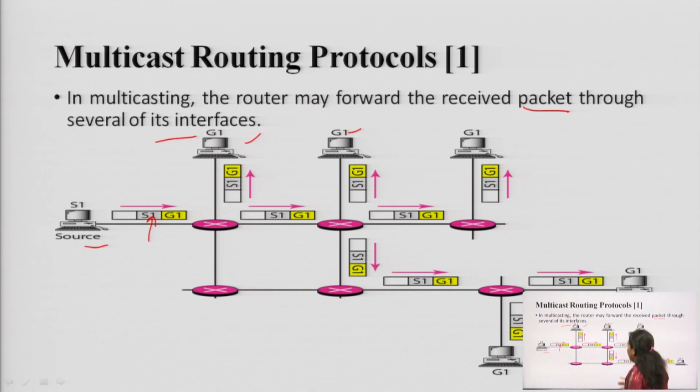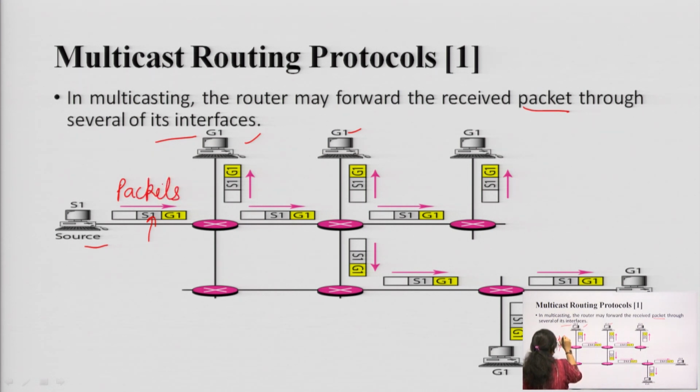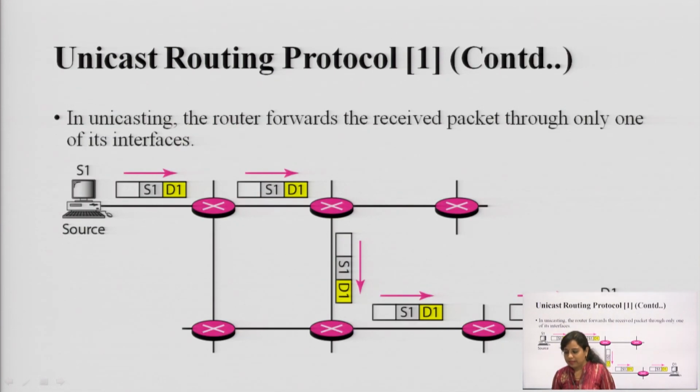This particular packet will be transferred to different intermediate nodes. These are the packets which are considered over here. This is G1, this is G1, these are the different intermediate nodes, and the packet will follow paths to the different interfaces. Whereas, in case of the unicast routing protocol, the router forwards the received packet through only one of its interfaces. Interfaces here means it will follow only one path.